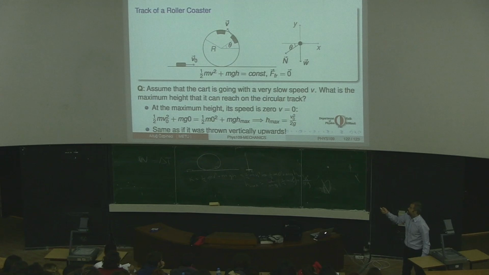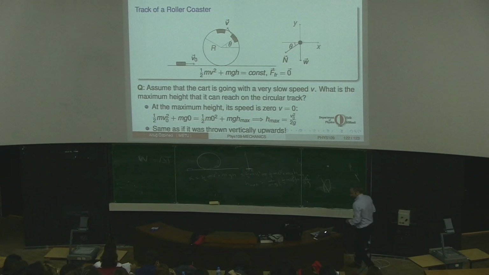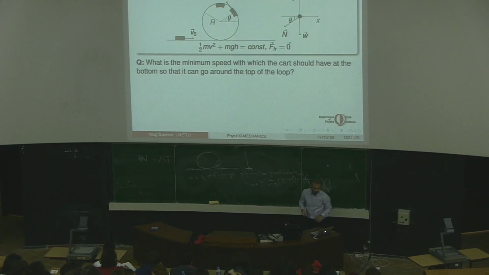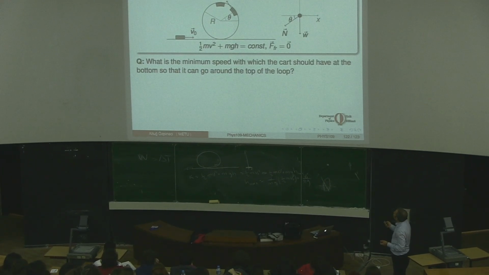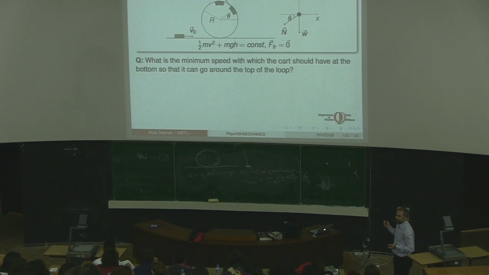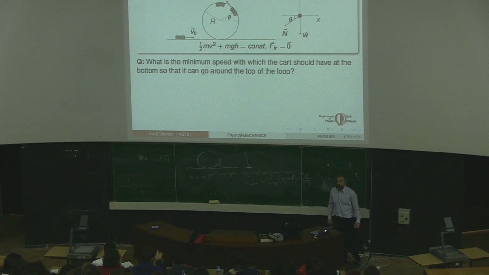So this tells me that if I have some initial velocity v0, this will be the maximum height that it will reach. Well, this is independent of the shape of the roller coaster, whether it is a circle or something else. This will be the same height. Now the next question is this one. So we want the roller coaster to go around the loop. So what is the minimum speed?